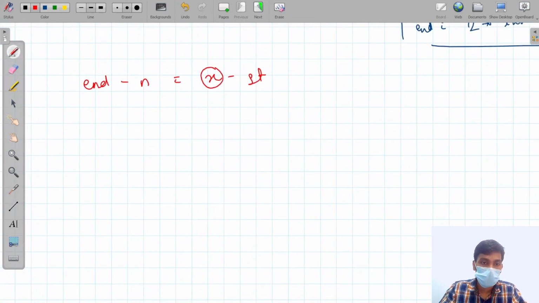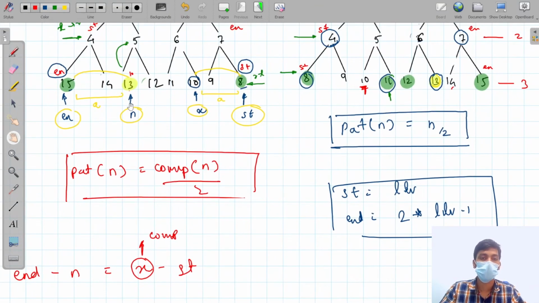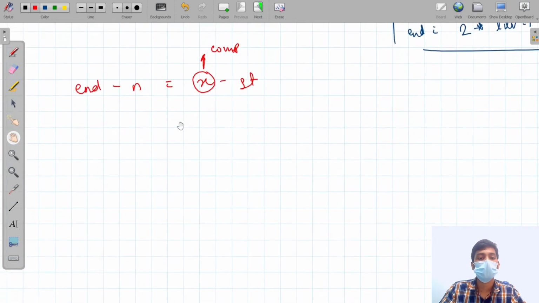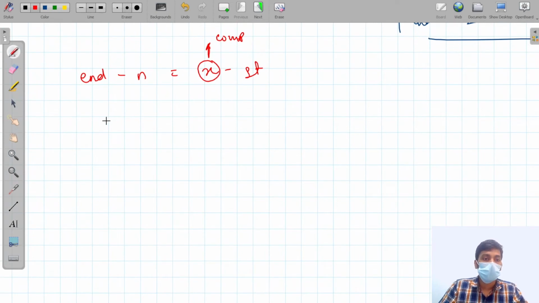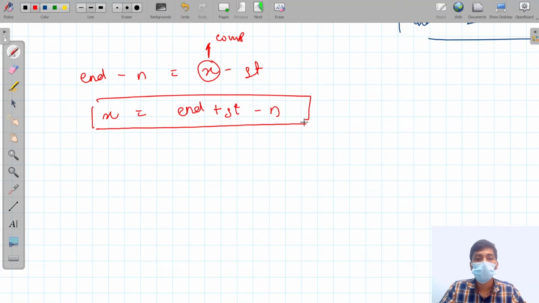And this x is nothing but what? This x is nothing but our complement. We can see here that x is nothing but the complement of 13, and what our motive is? Our motive is to find the complement of n. So if I do this, x is equal to nothing but ending point plus starting point minus n. It is going to give me the complement.